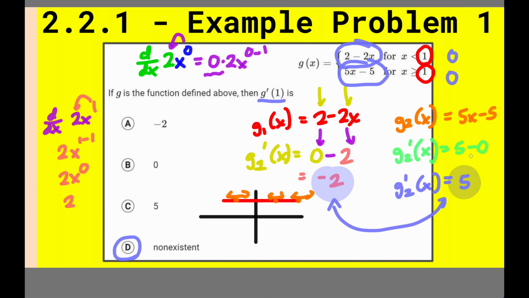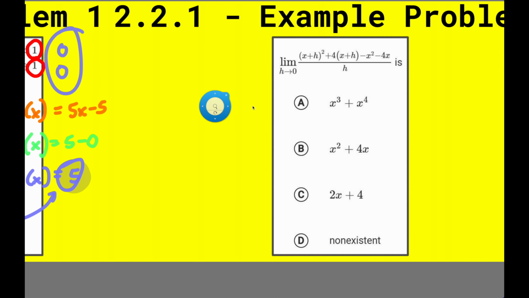All right, so hopefully that makes sense. It also makes sense without what we did when we didn't graph it as well. We just solved it all algebraically. The derivative does not match on both sides, even though it is continuous. So either way, you get non-existent for that.